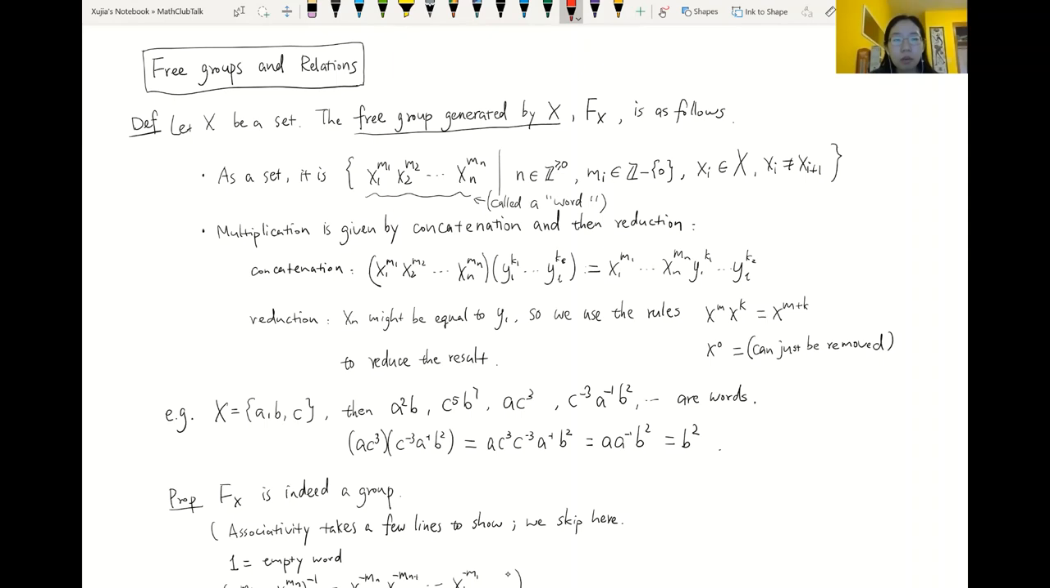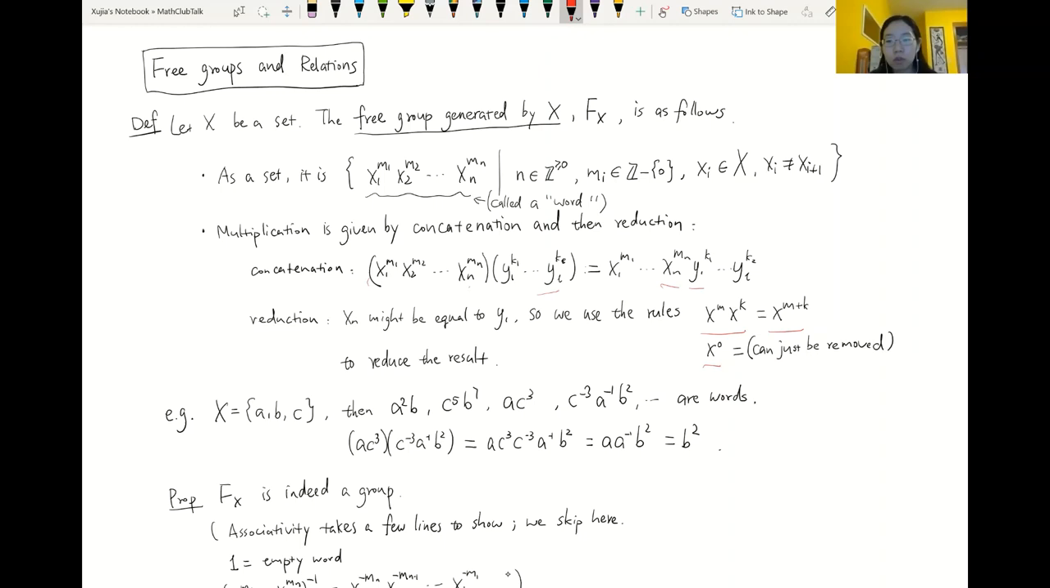The way you think of the multiplication is just given by string concatenation. You have such an element, you have another such element, you just put one after the other. That gives you multiplication. Of course, this doesn't necessarily satisfy the property above because xn might be the same as y1. In this case, you just do a reduction. Whenever you see x to the m, x to the k, you replace it by x to the m plus k. Whenever you see x to the zero, you can just remove it from this string.